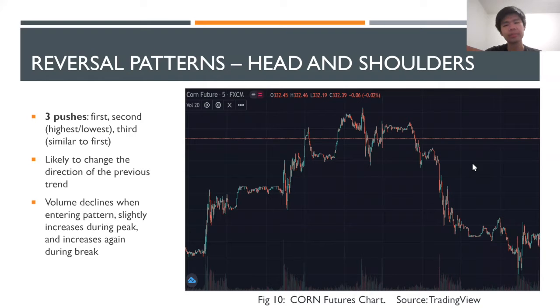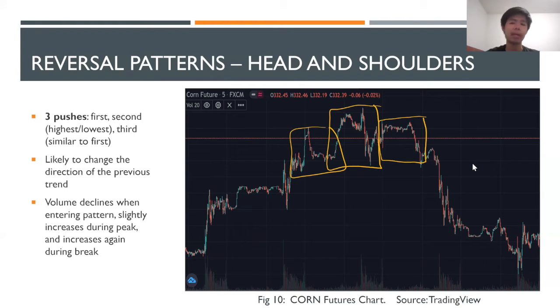So one of the most popular reversal patterns is what is called the head and shoulders, and it actually consists of three main pushes, which are the first one, and then the second one, which is the biggest one, and the third one that should mimic the first one over here. Now, the appearance of this pattern usually suggests that the next trend would be the complete opposite of the previous trend. And during the formation of this pattern, the volume usually declines and slightly increases during the peak before increasing even further when the pattern breaks.